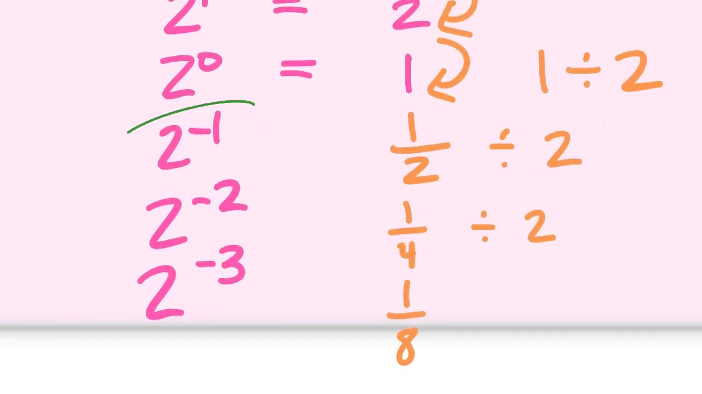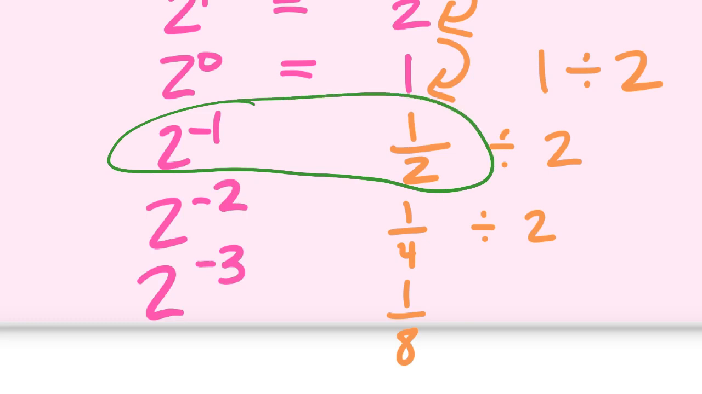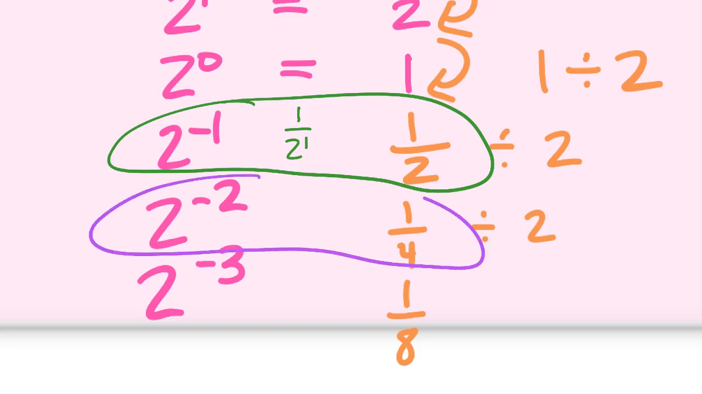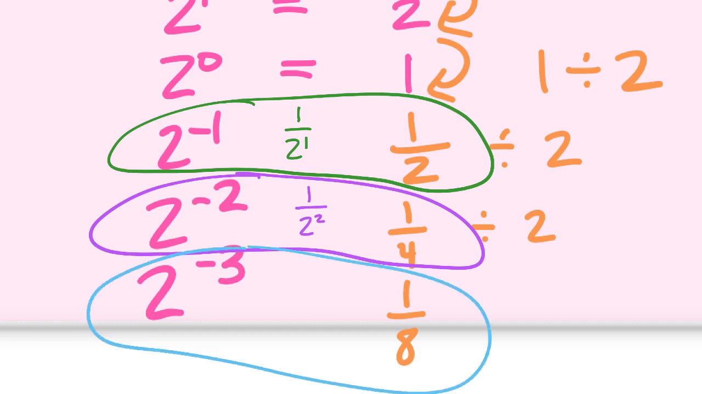So 2 to the negative 1 is 1/2, which is the same thing as 1 over 2 to the positive 1. 2 to the negative 2 is 1/4, and that's the same thing as 1 over 2 squared. And then 2 to the negative 3 is 1/8, which is the same thing as 1 over 2 to the positive 3. So you can see the relationship here.